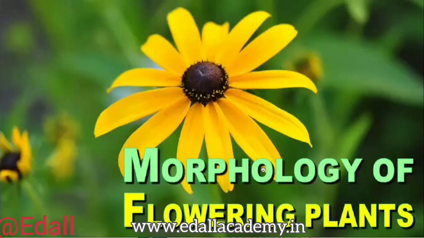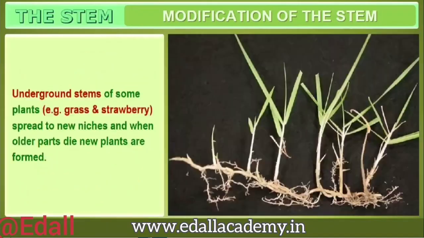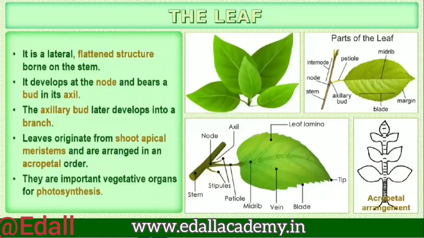Chapter 5 Morphology of Flowering Plants. 5.3 The leaf. The leaf is a lateral, generally flattened structure borne on the stem. It develops at the node and bears a bud in its axil. The axillary bud later develops into a branch. Leaves originate from shoot apical meristems and are arranged in an acropetal order. They are the most important vegetative organs for photosynthesis.